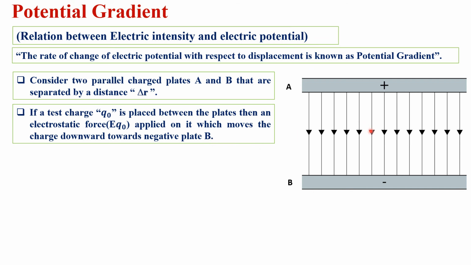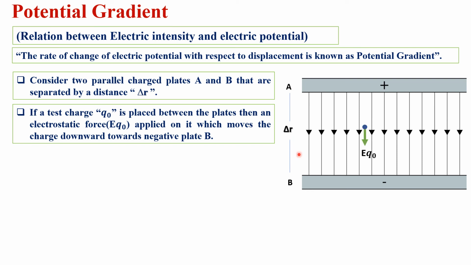Here in this figure you can see two charged plates. One is a positively charged plate and the other is a negatively charged plate. As we know, electric field lines initiate from positive charge and terminate at negative charge. So the direction of field lines is from positive charge towards negative charge. The distance between these plates is represented by delta r.